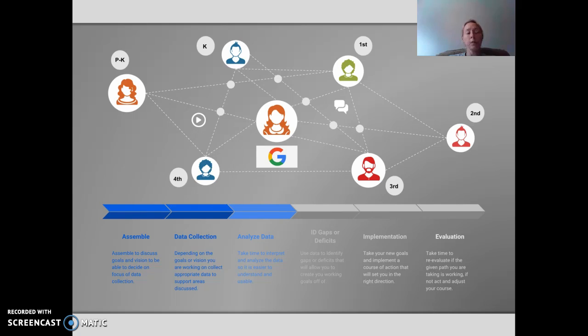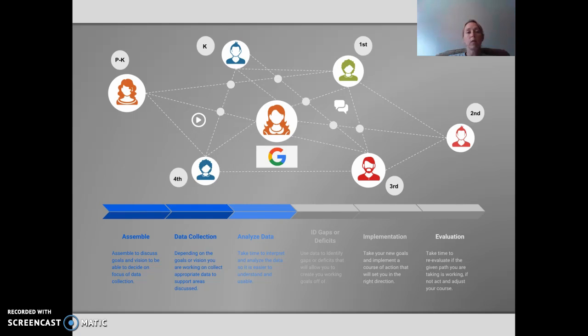So the first step in my protocol would be to assemble. We are going to assemble to discuss goals and visions to be able to decide what we're going to focus our data collection on. I think that a lot of times is a step people forget. Data collection next would be what we would do, but the type of data would depend on what our vision or goal that we decided we were looking for would be.